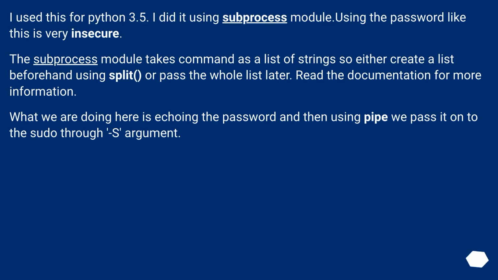I use this for Python 3.5. I did it using the subprocess module. Using the password like this is very insecure. The subprocess module takes the command as a list of strings, so either create a list beforehand using split or pass the whole list later. Read the documentation for more information. What we are doing here is echoing the password and then using a pipe we pass it onto the sudo through the -S argument.